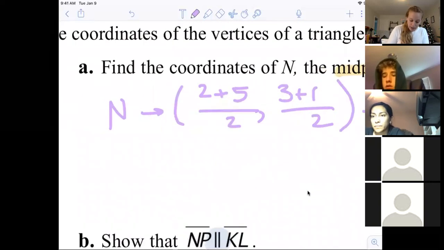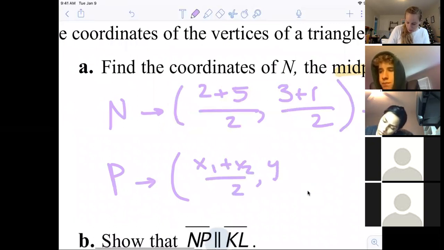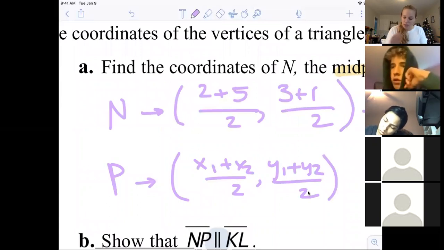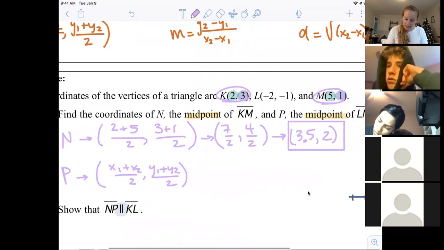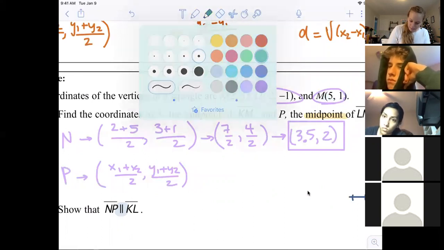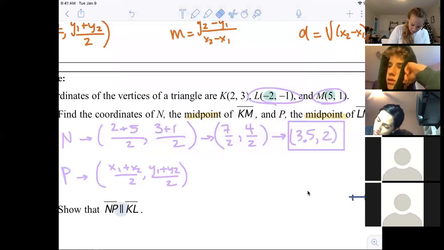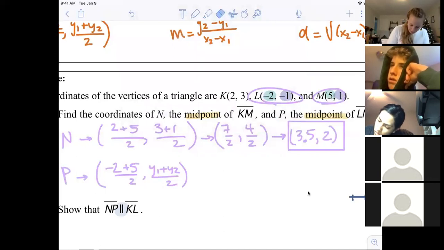Now we have to do the same thing with P. So again, I'm using the same formula, X1 plus X2 over 2, Y1 plus Y2 over 2. Again, it's just plugging and chugging. This time though, P says it's the midpoint of L and M. So I'm going to use L and M, not K and M this time. So my X's are -2 and 5, and my Y's are -1 and 1.